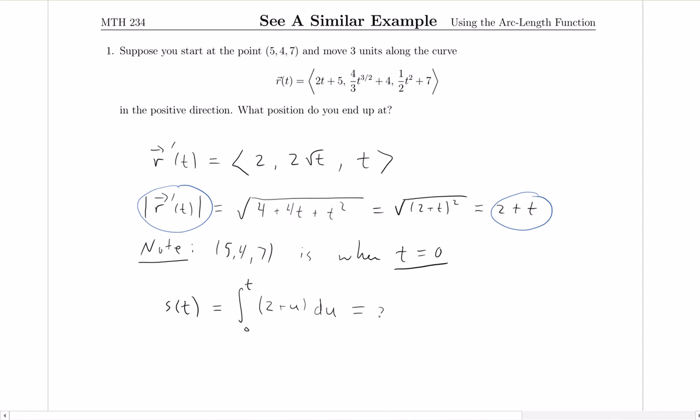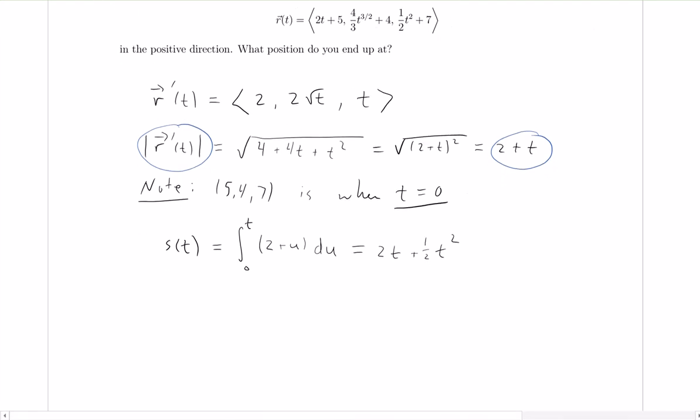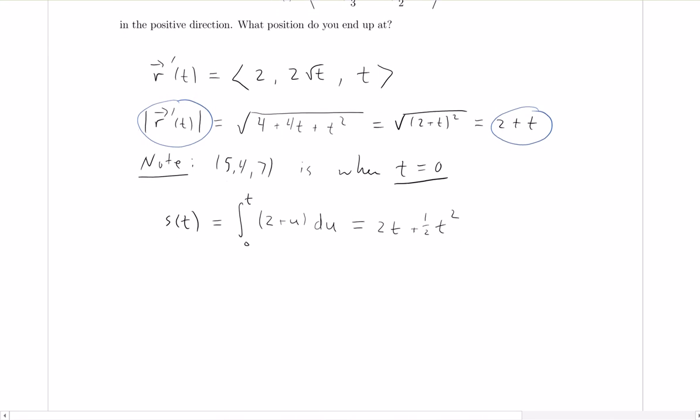So this comes out to be 2t plus 1/2 t squared. So that's our arc length function. This is saying that after time t, this is how far we've moved along the curve. This is the distance or the length that we've traveled.